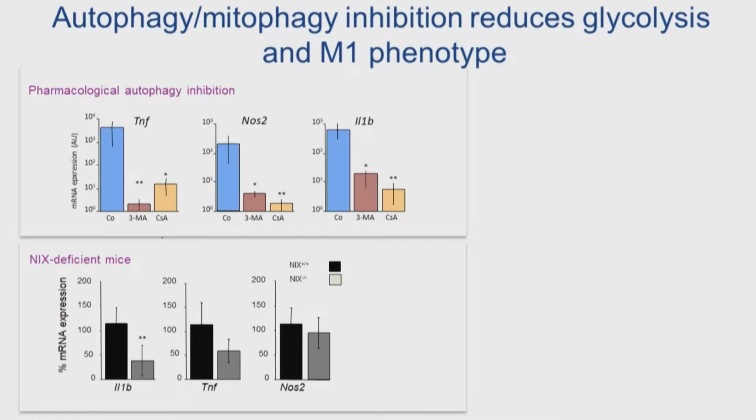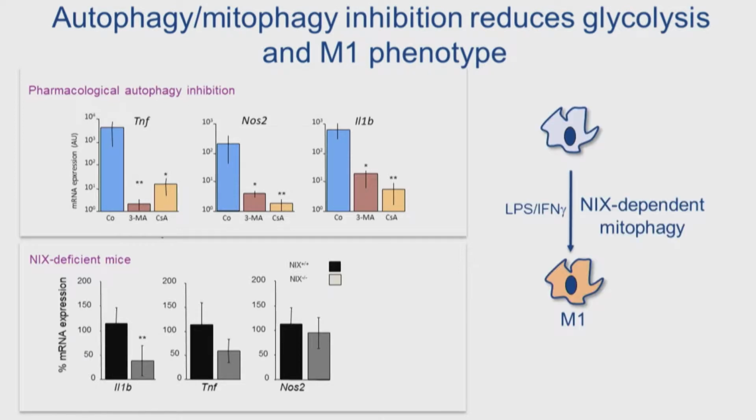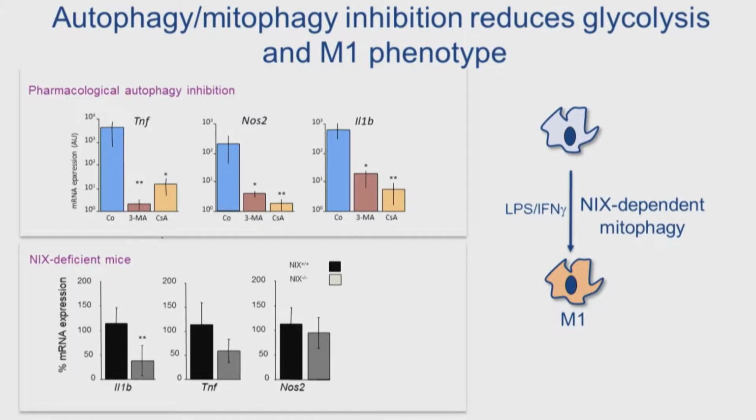More importantly, this also has consequences at the inflammation level, and you can see here that incubating these macrophages with 3-MA and cyclosporin A reduced the mRNA expression of many pro-inflammatory cytokines, and this was also observed in the NIX deficient animals. So this confirmed our hypothesis that NIX-dependent mitophagy is essential for the metabolic change, and in this case was regulating the polarization to M1 macrophages.